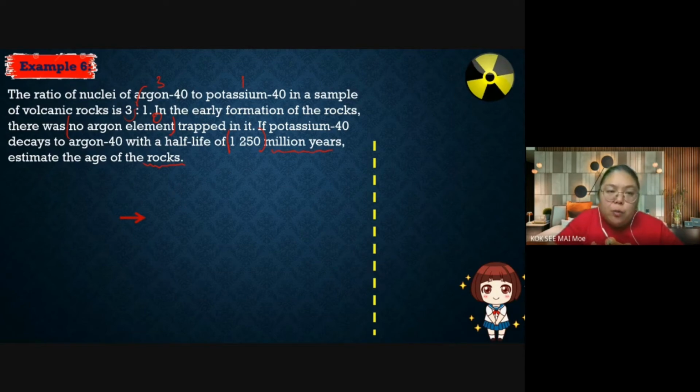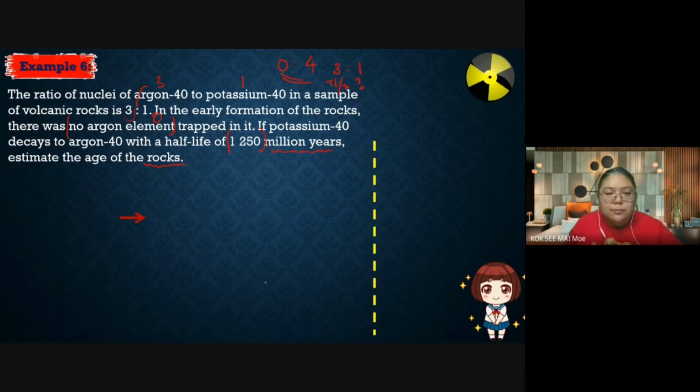So when starting, argon is 0 and potassium is 4. I want to reach 3:1. How long? You need to find out how many half-lives it is, then multiply by 1,250. So this one is a process.